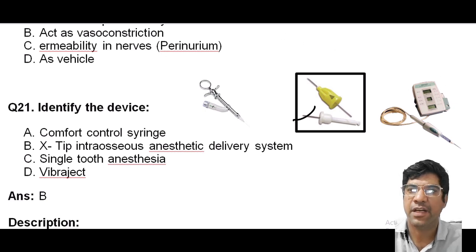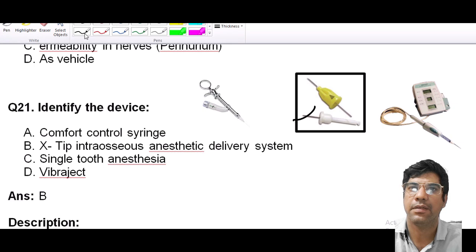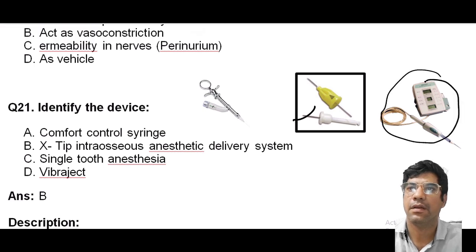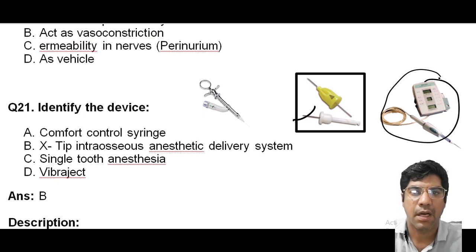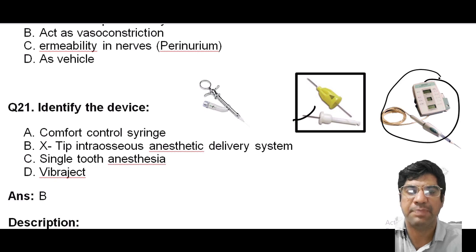The comfort control syringe is a dental instrument that is used for precise control and delivery of local anesthesia solution. A dentist may use this syringe to give a local anesthesia to numb a specific tooth. It has a barrel. The main component of the syringe is the barrel.